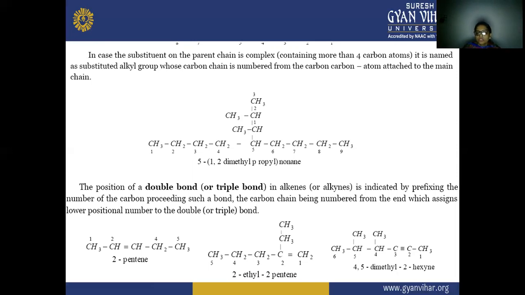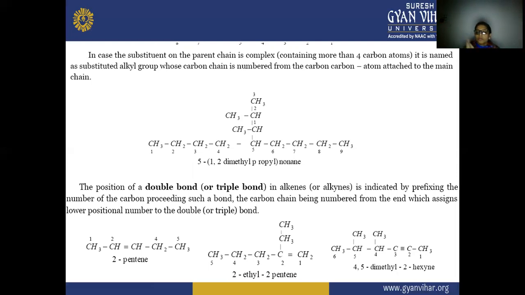So here in the first example, it is shown CH3, CH double bond CH, CH2, CH2. On the second position, between the second carbon and the third carbon, the double bond is present. So here the name is pentene. Pent is the root name and ene is the primary suffix. So here the double bond is present.